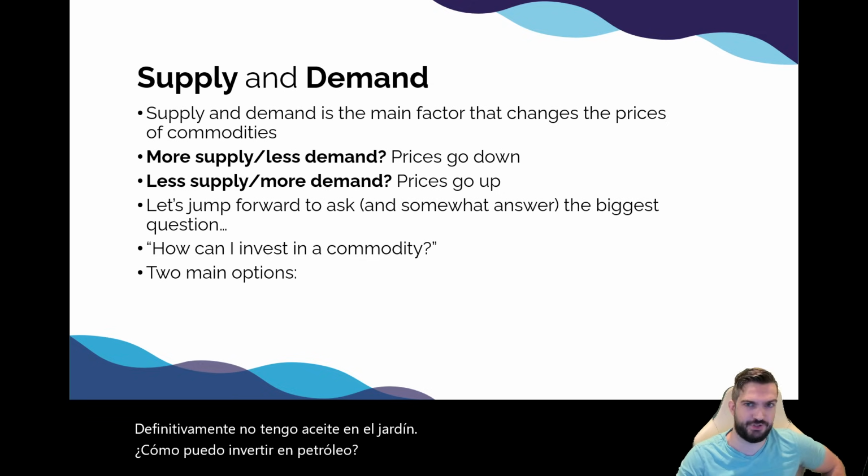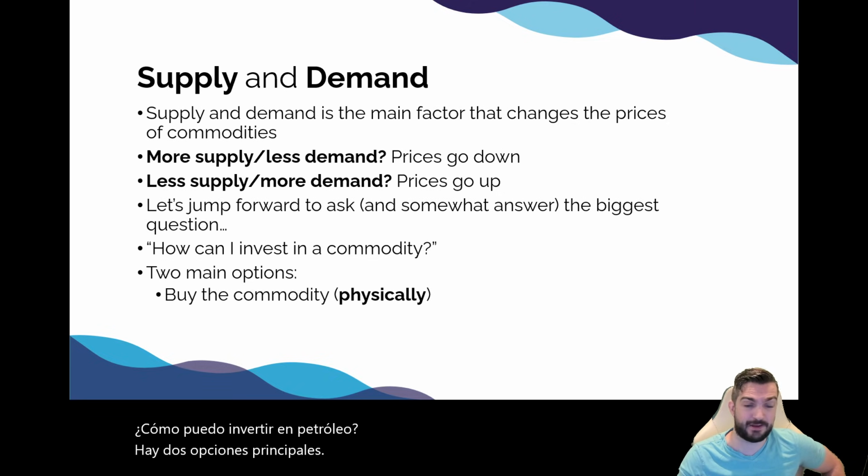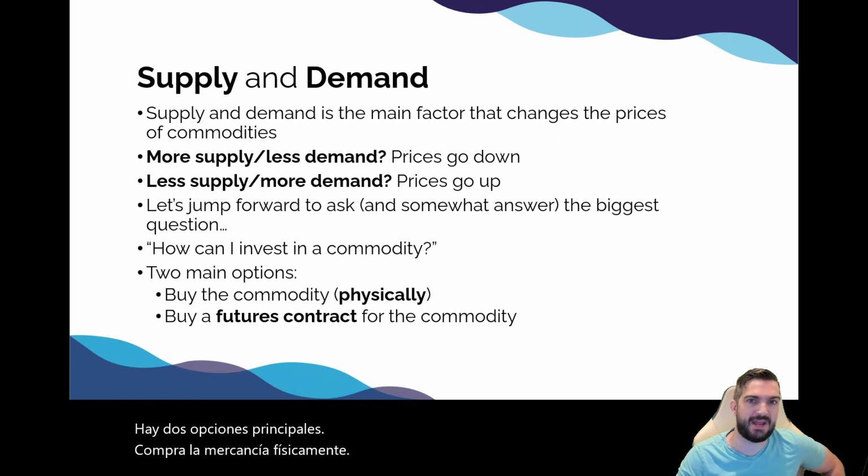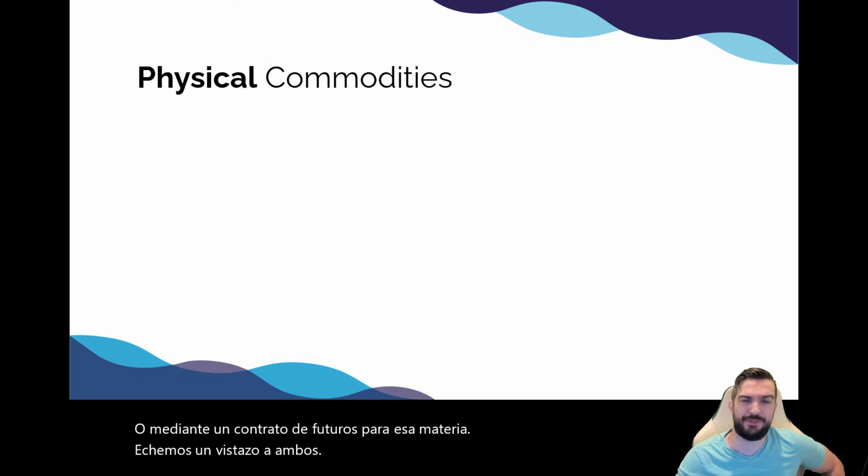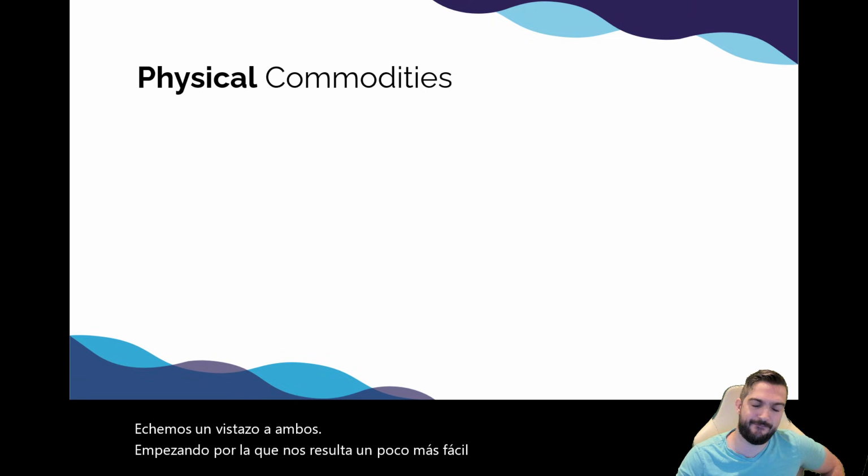There's two main options. Buy the commodity physically, or buy a futures contract for that commodity. Let's take a look at both. Starting off with the one that's a little bit easier for us to think about and understand. Physical commodities.